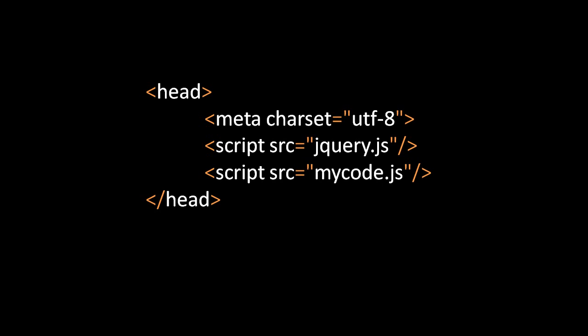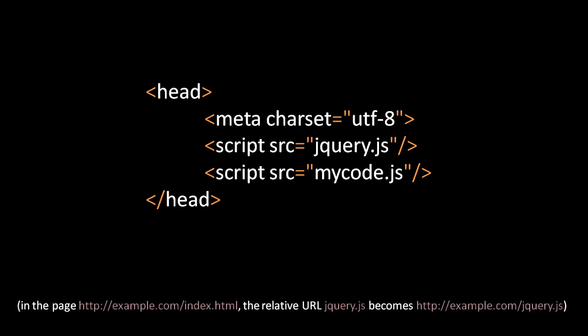Now in both these script tags, the source attribute is a relative URL. So assuming the browser has retrieved this page from the URL http://example.com/index.html, it then interprets the relative URL jQuery.js as example.com/jQuery.js. The browser will make a GET request to example.com/jQuery.js, and whatever it gets back, it interprets as JavaScript code. Likewise with mycode.js, the browser would look for that as example.com/mycode.js.